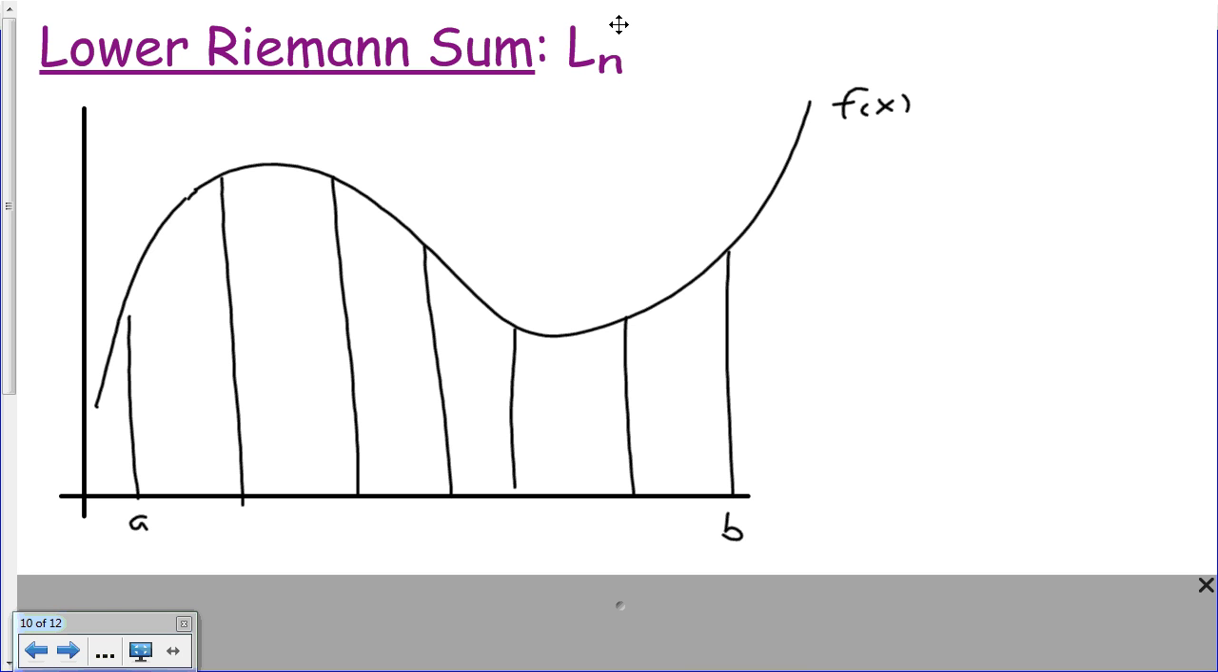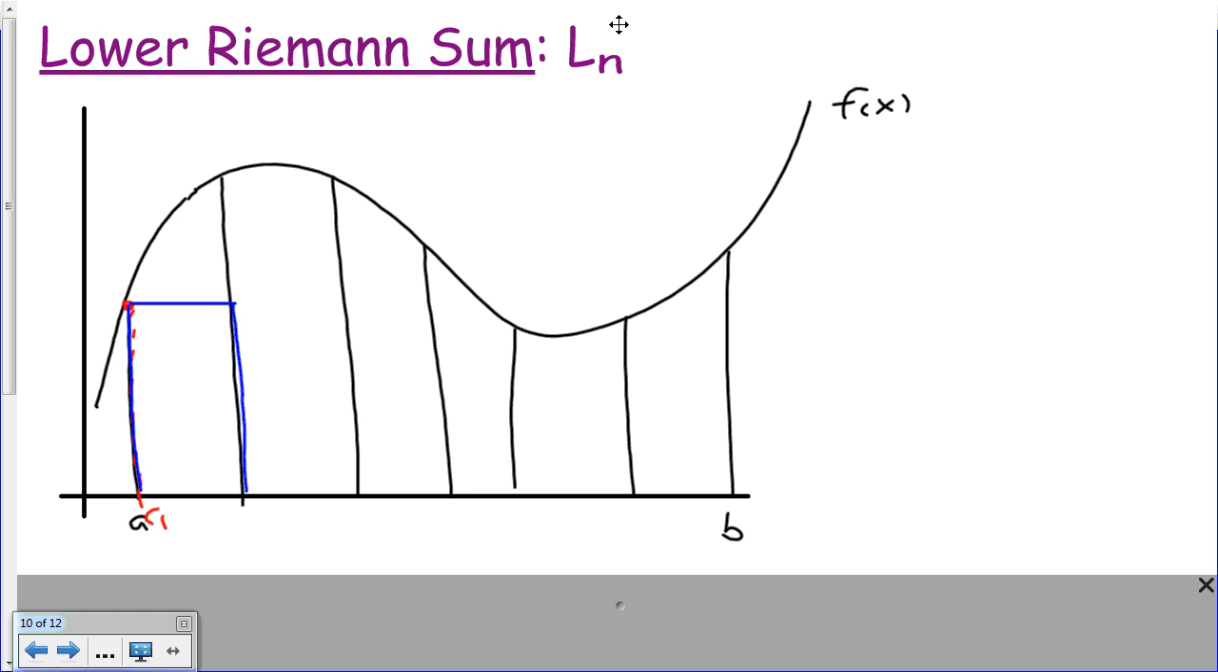So again, the point that you're going to pick for each sample point is going to be the lowest point on the function in that subinterval. So for this first subinterval, I can see that over here on the left side of that subinterval, there's the lowest point. So that will correspond to C sub 1. And that will give me a rectangle that looks something like this for that first subinterval.